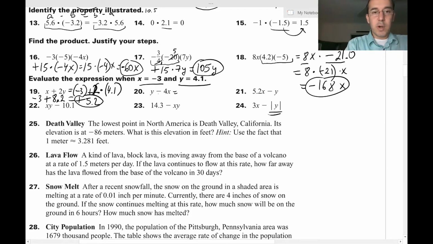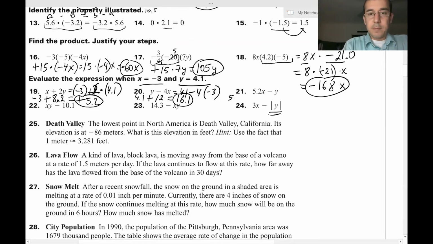20, we have y, which is 4.1, minus 4 times x, which is minus 3. So 4.1. Now, minus 4 times minus 3 is plus 4 times 3, which is 12. Or this is adding up two positive numbers, 12 and 4, 16, 16.1. 16.1 for number 20.